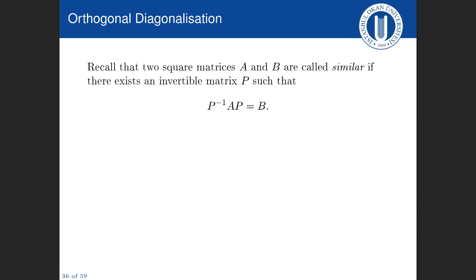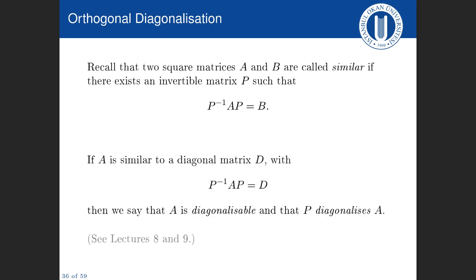Two square matrices A and B are called similar if there exists an invertible matrix P such that P inverse AP is equal to B. If somebody asks you to give them the definition of similar matrices, this is what you could write. If A is similar to a diagonal matrix D, by which I mean P inverse AP is D, then we say that A is diagonalizable, and we say that P diagonalizes A. For example, look back at the ideas in lectures 8 and 9.